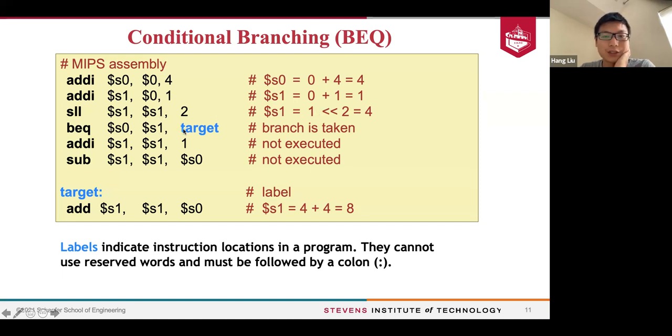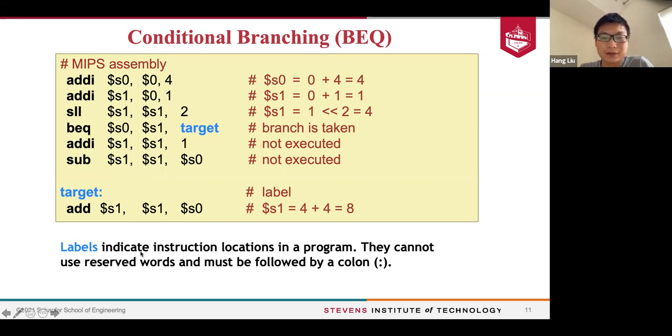And then we have a branch here. Branch if equal: if S0 and S1 are equal, we jump to the target branch, right? Because S0 is 4 and S1 is 1. If we do left shift by 2, we get 4 as well. So S0 and S1 are equal, and then we jump to the target, to the execution of the addition of S0 and S1, and put it in S1, right?